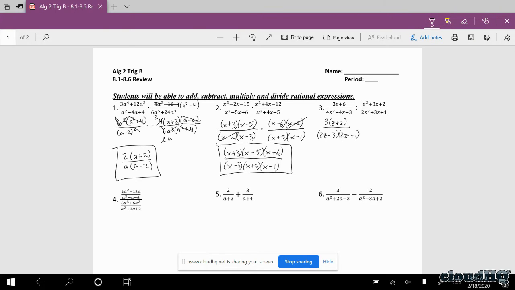Then instead of division, I'm going to multiply by the reciprocal, so I flip those around. So in the new numerator, I have a 2z plus 1 and a z plus 1. And then in the denominator, I'll have z plus 2 and z plus 1. Cancel out a z plus 1, z plus 2, 2z plus 1, leaving me with 3 over 2z minus 3.